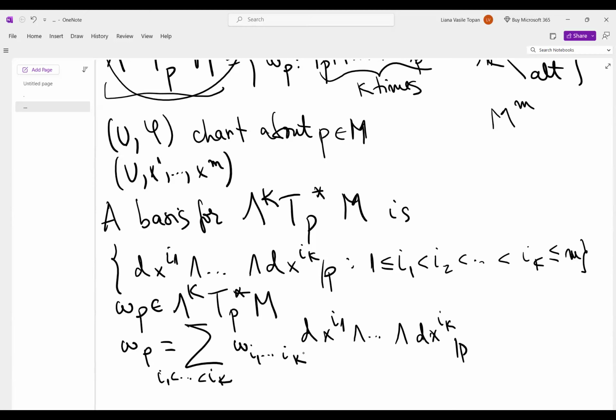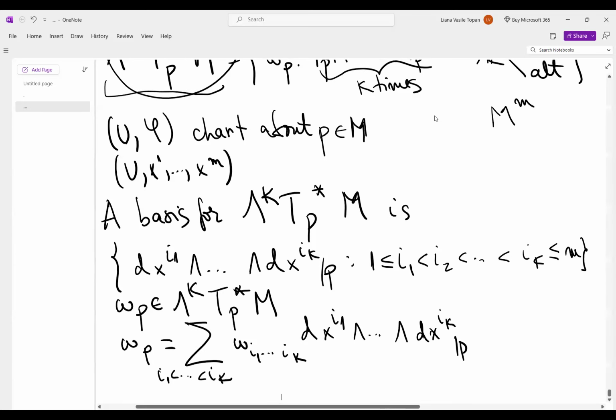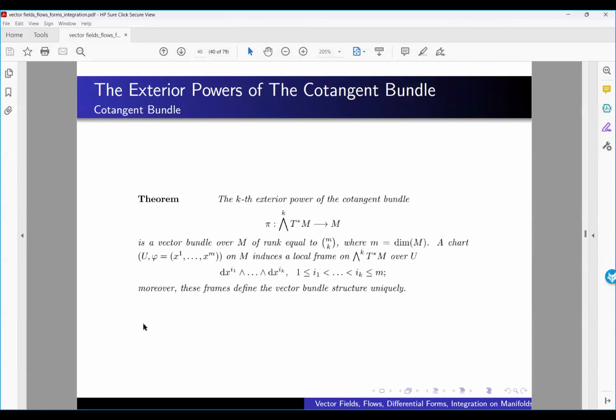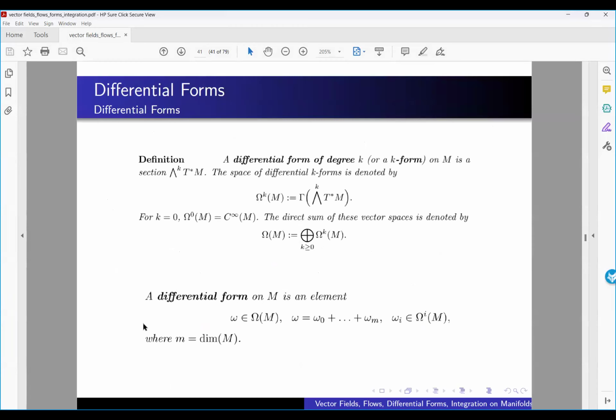Okay, something like that. So it's the theory that we've seen at the beginning, applied on this particular vector space. All right. So now we know what the kth exterior power of TPM star is, and let's go and see. Okay. So this is what we talked about. Let's see what is a differential form on M.